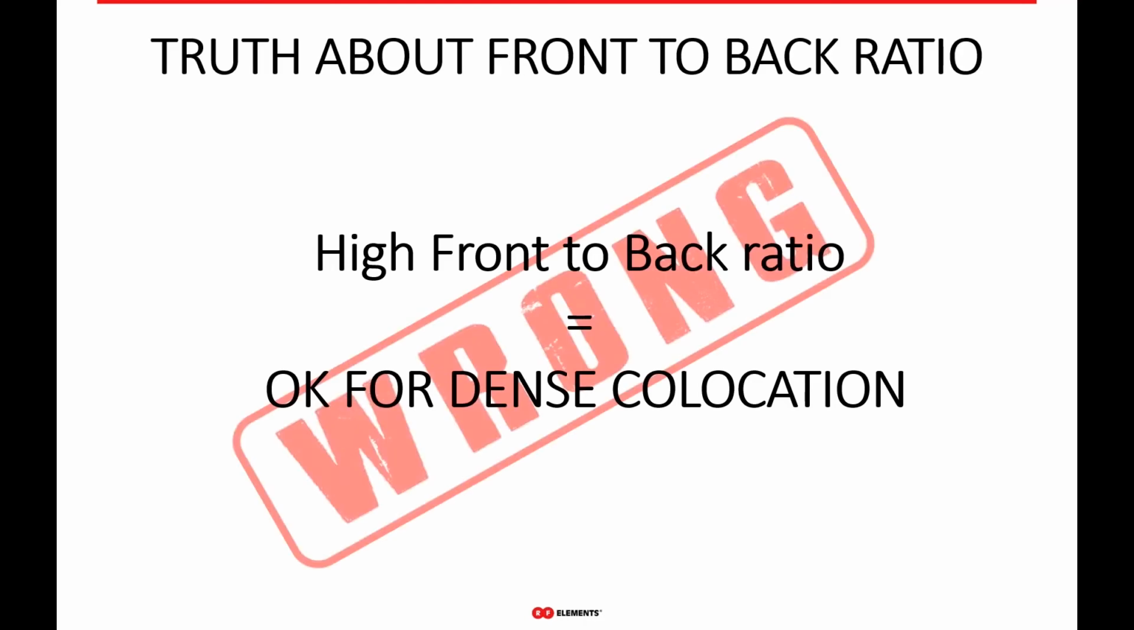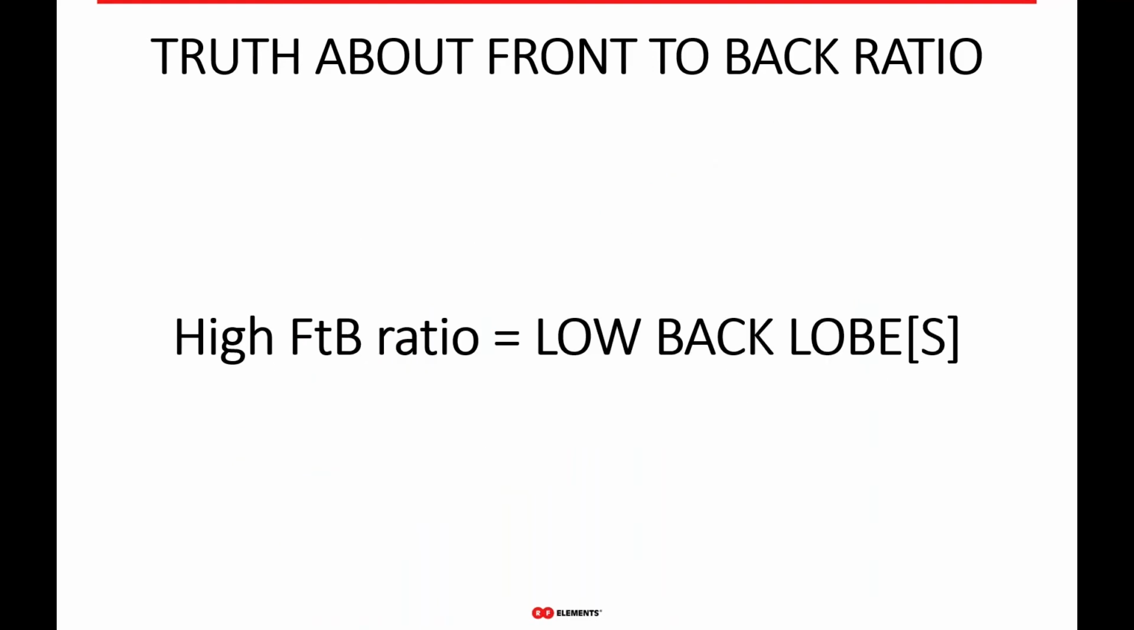This is really wrong, right? The reality is that front to back ratio does not mean that antennas are good for dense co-location in every possible setting. It's simply a misconception. It's important to understand that, because the next time you have a conversation about front to back ratio, if anybody says that high front to back ratio means an antenna is great for co-location, you'll know that the person is either misinformed or simply didn't go deep enough into the topic, and we'll discuss some of that.